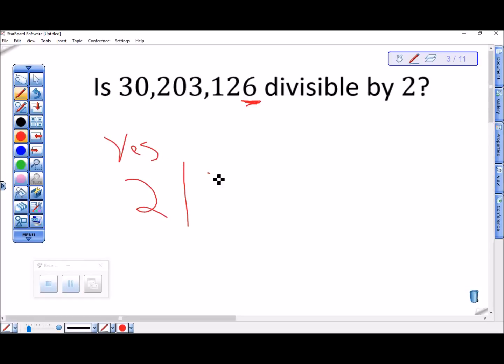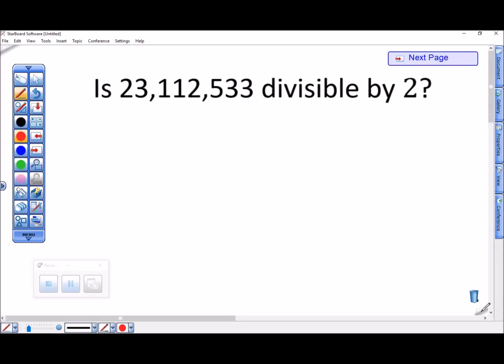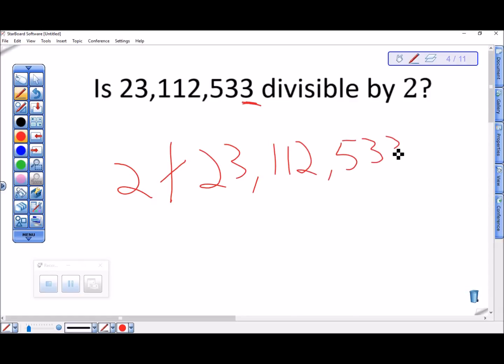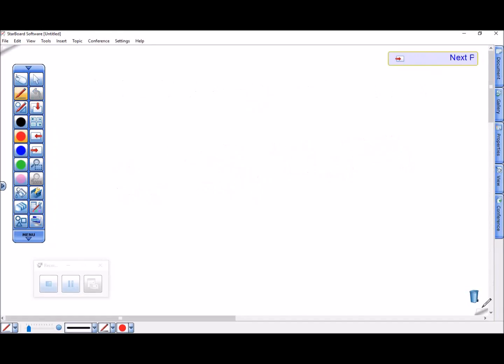2 divides 30,203,126. Okay. Is 23,112,533 divisible by 2? Well, again, all I need to check here is this last guy. That is odd. So since it's an odd number, 2 does not divide 23,112,533.